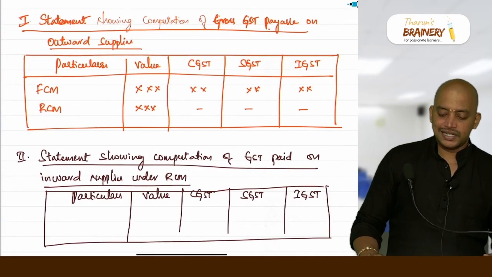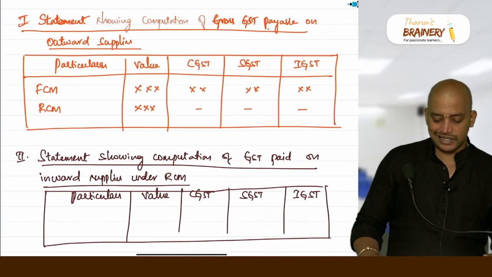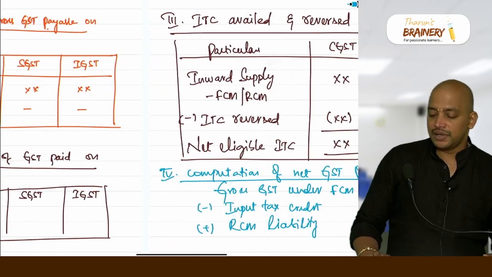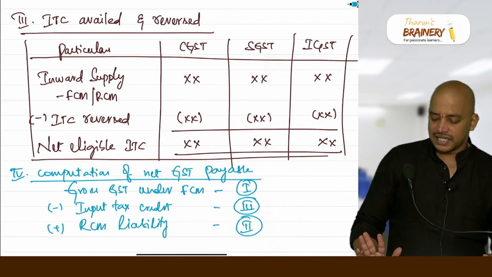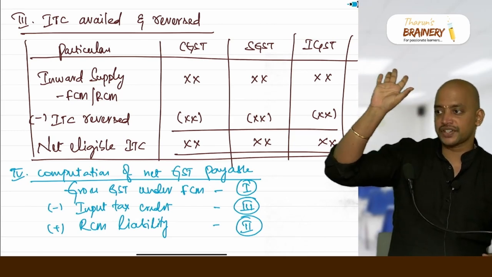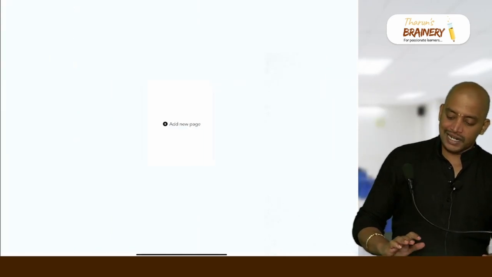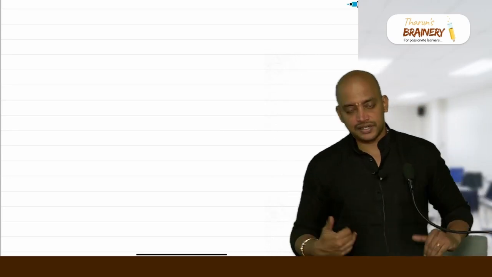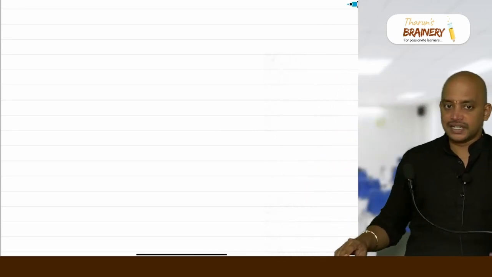Understood now here? First statement showing computation of gross GST payable, then RCM liability, ITC availed and reversed, net GST payable. These 4 statements you need to do in the exam for the first question. So you will automatically get the answer. Now let's start with this. This question we will see.